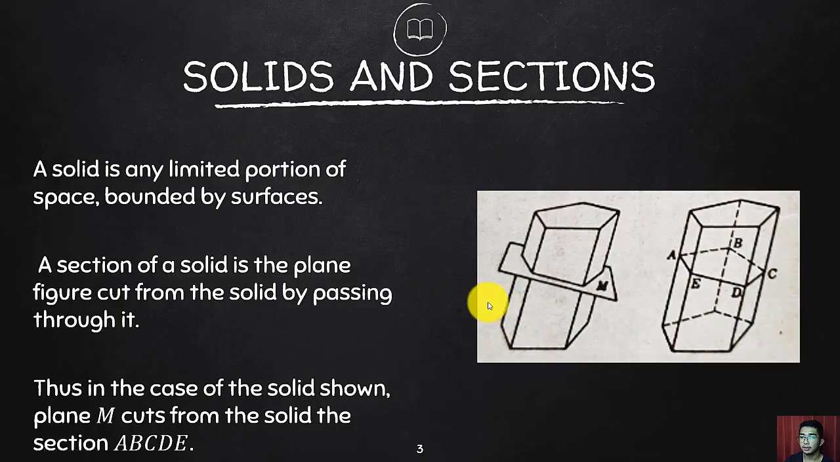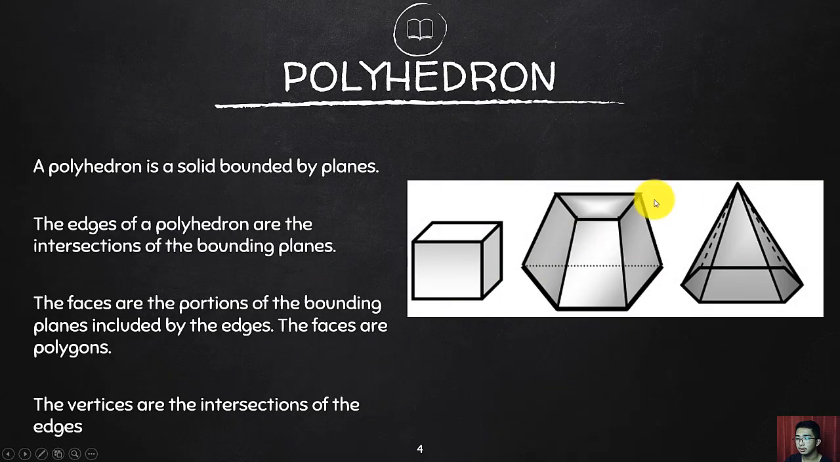A polyhedron is a solid bounded by planes. The edges of a polyhedron are the intersections of the bounding planes. These are examples of polyhedrons. The faces are the portions of the bounding planes included by the edges. The faces are polygons. The vertices are the intersections of the edges. So for two-dimensional plane figures you have polygons, and for three-dimensional solids you have polyhedrons.